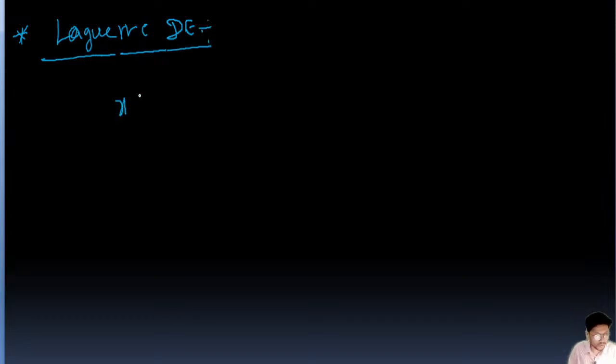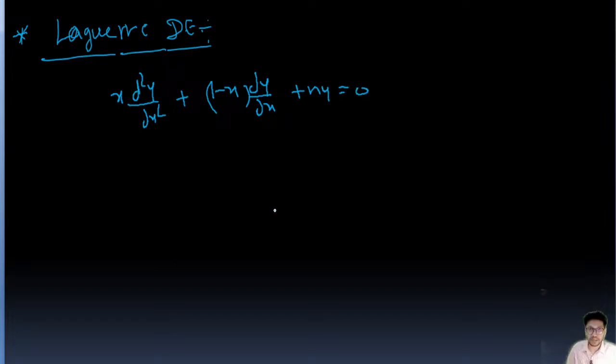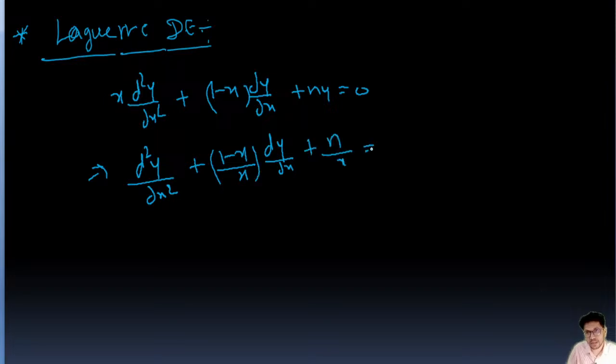So the form of this equation is x d2y over dx square plus 1 minus x dy over dx plus ny equal to 0. Or we can write it simplified further: d2y over dx square plus (1 minus x) upon x dy over dx plus n upon x y equal to 0.